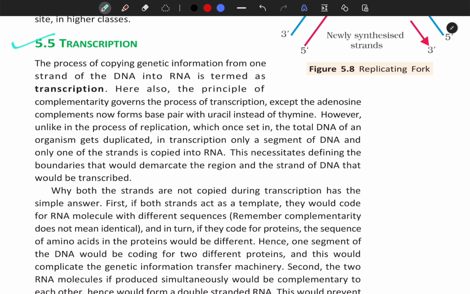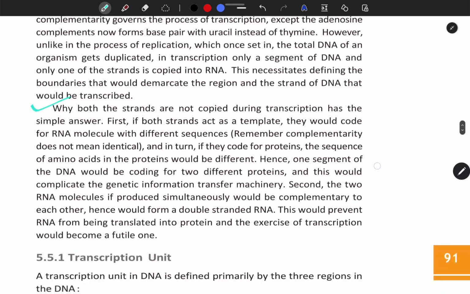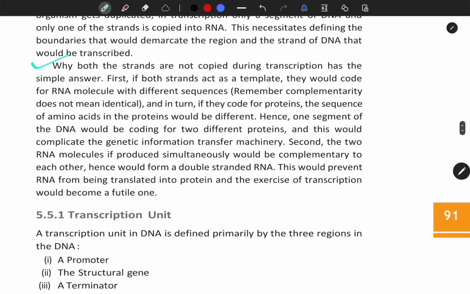This necessitates defining the boundaries that would demarcate the region and the strand of DNA that would be transcribed. Why both the strands are not copied during transcription has a simple answer. First, if both strands act as template, they would code for RNA molecules with different sequences. Remember, complementarity does not mean identical. And in turn, if they code for proteins, the sequence of amino acids in the proteins would be different.